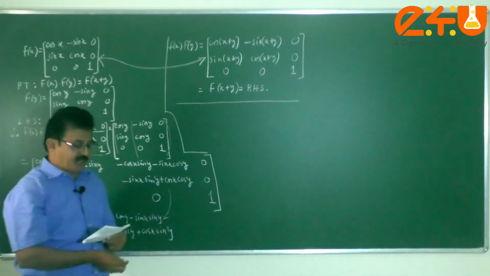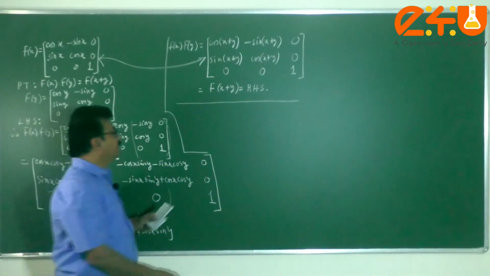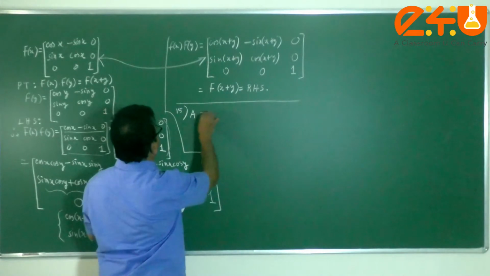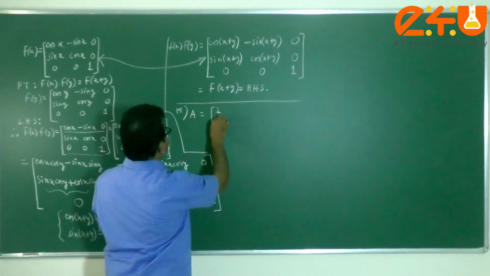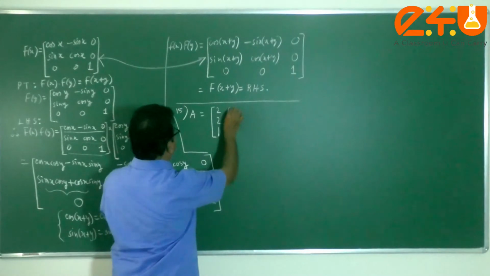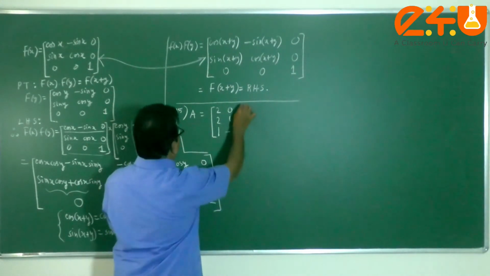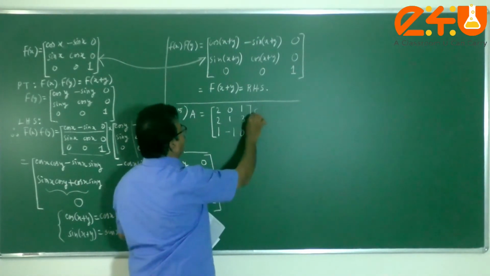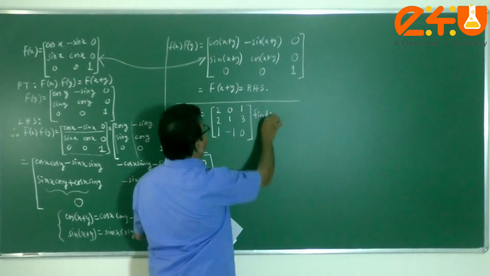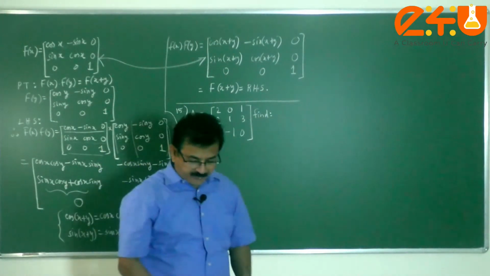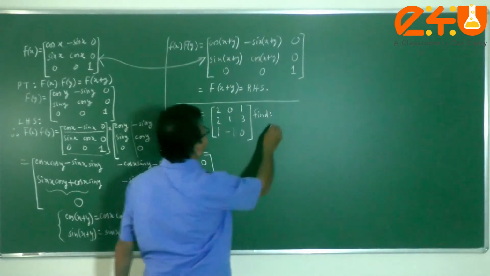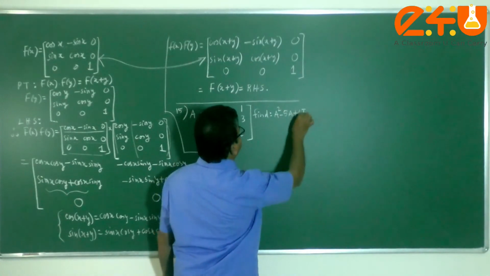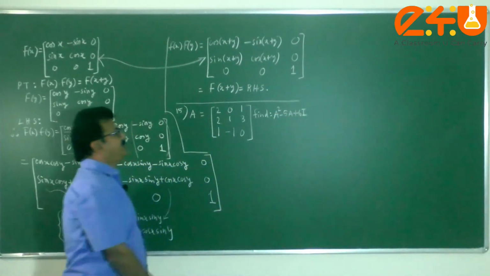To be very precise, it is technically question number 15 of exercise 3.2. If matrix A contains these elements, I am writing column 1 first, column 2 next, and column 3 at last. You are asked to find, nothing to prove, simply find A squared minus 5A plus 6I.